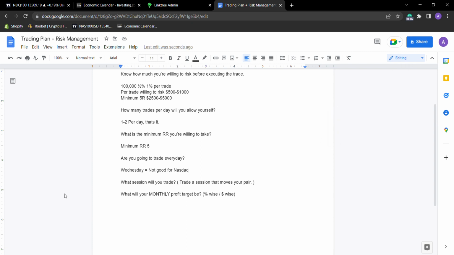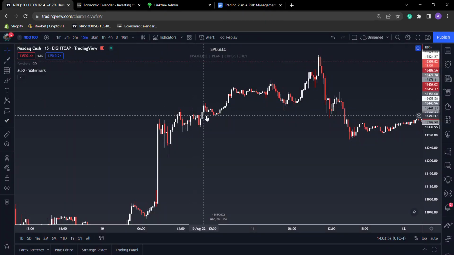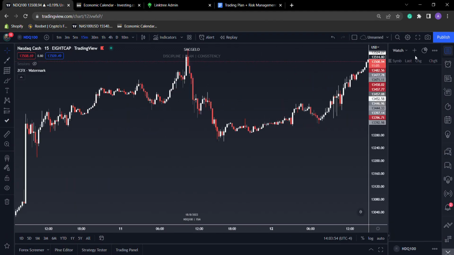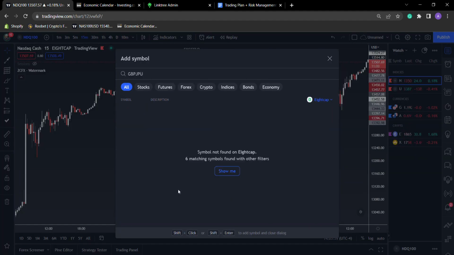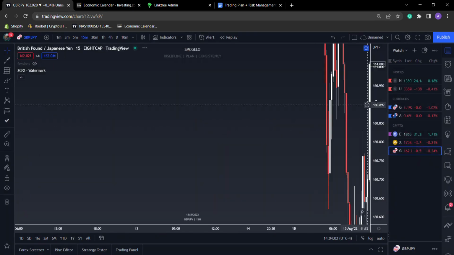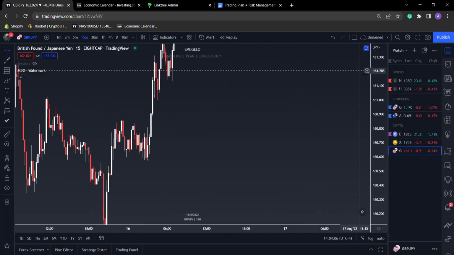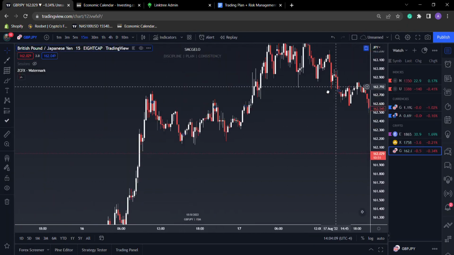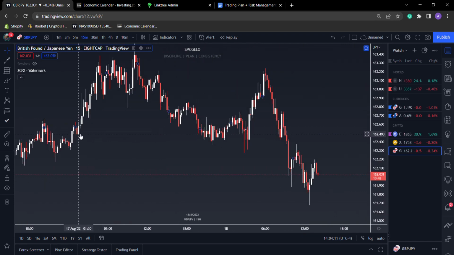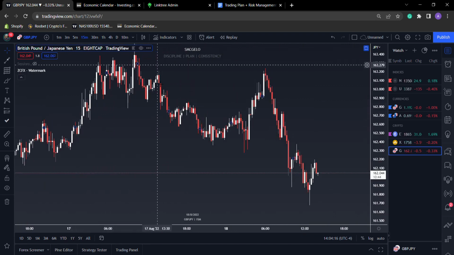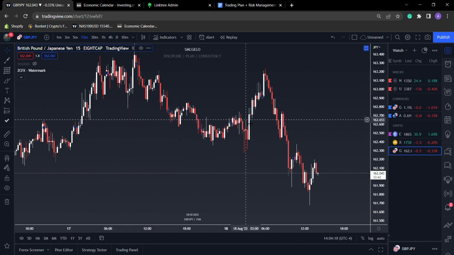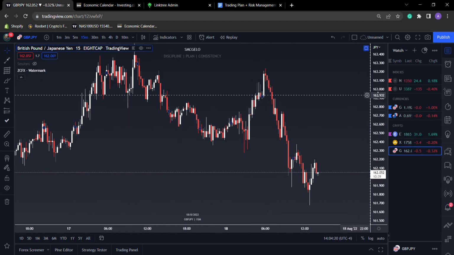Alright, next, what session will you trade? If you're trading, say, NASDAQ, you're going to want to trade New York Stock Exchange. Now if you're trading, let's say, GBP JPY, being that they're in a different country, you're going to want to trade a different session. Does it move during New York Stock Exchange? Yes, it does, but this moves during London mainly. You might have some moves during New York Stock Exchange, but look, London session, big move.